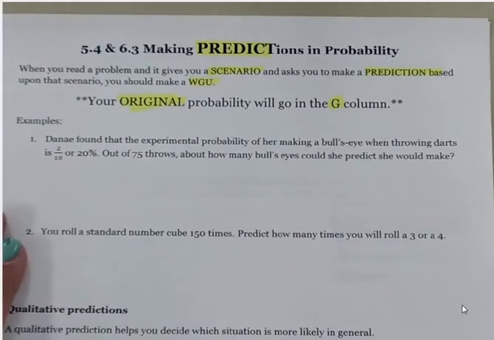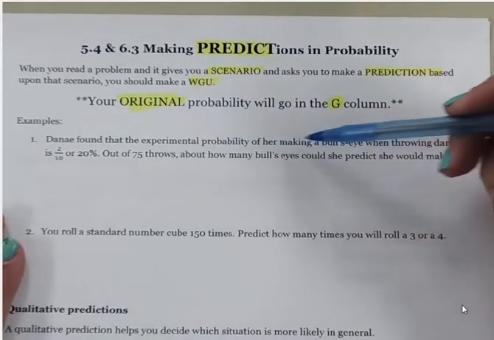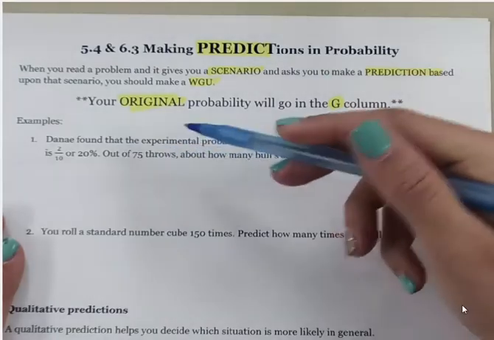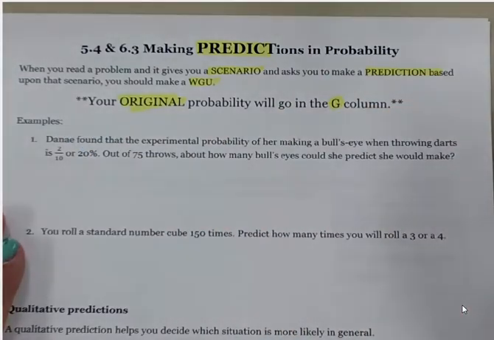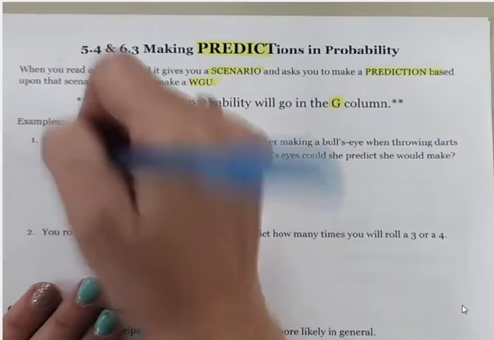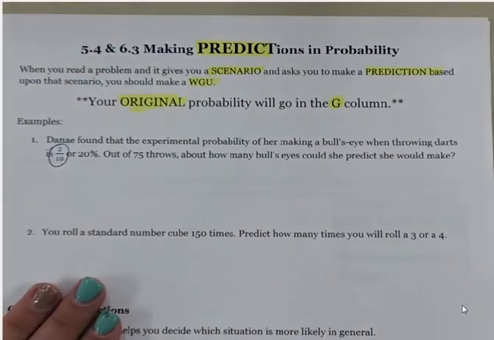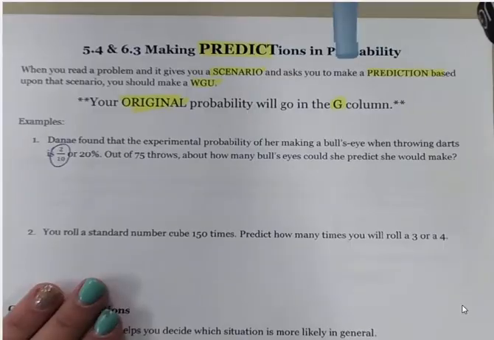Today, the experimental probability of her making a bullseye when throwing darts is 2/10 or 20%. Out of 75 throws, about how many bullseyes could she predict she would make? So, Danae found that the experimental probability was 2/10. So that's my original probability. That's what they gave me at first. Okay, does that make sense?